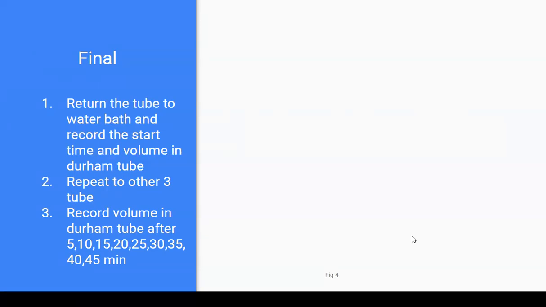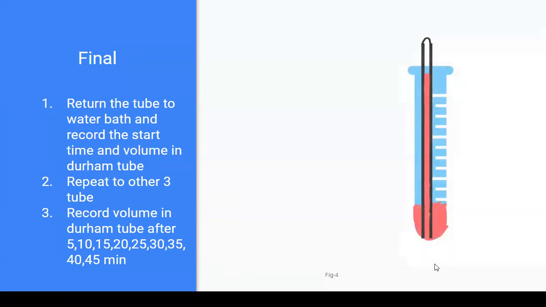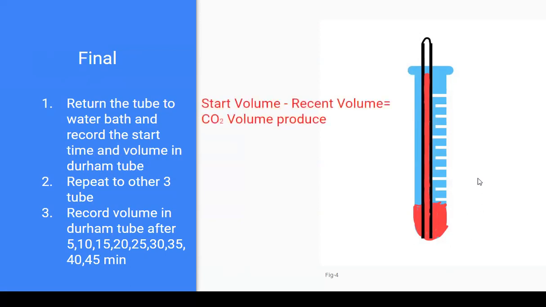We will also record the volume in the Durham tube every 5 minutes until 45 minutes. So here is the picture of what you might see after the start time. The carbon dioxide volume produced will be calculated by the start time volume minus the recent time volume, as the top space will be the carbon dioxide produced.